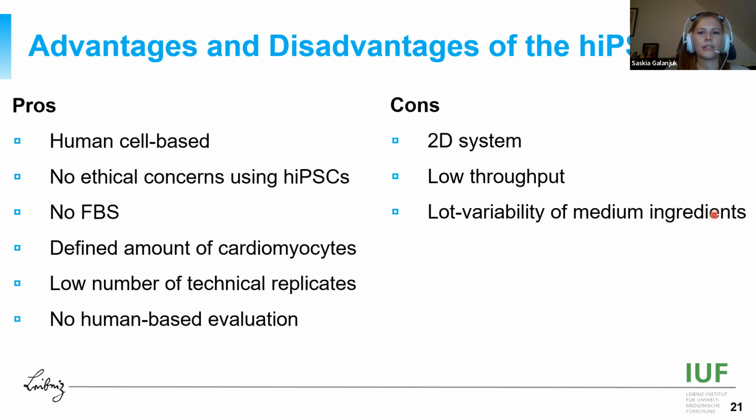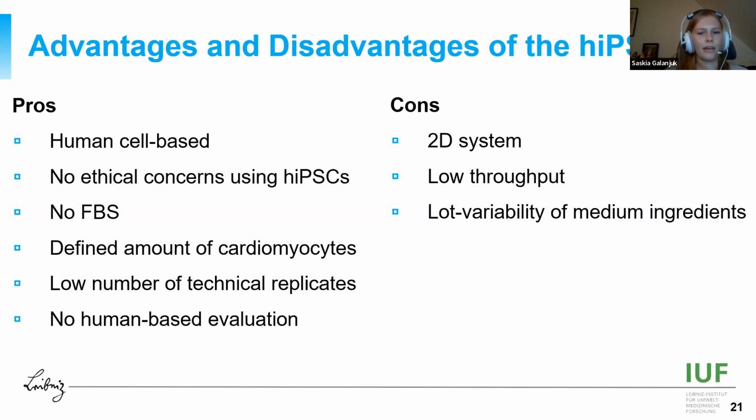So here I will shortly show you the advantages and disadvantages of the HIPS test. The system is human cell-based, having no ethical concerns using human iPS cells. And we do not use FBS in any of our media, as the use is highly discussed due to its variability and origin. Our protocol leads to a defined amount of around 70% cardiomyocytes on day 10. And due to its stability in cardiomyocyte generation, only 4 replicates per condition are needed. Furthermore, the evaluation of contracting cardiomyocytes is not human-based, using an in-house developed software.